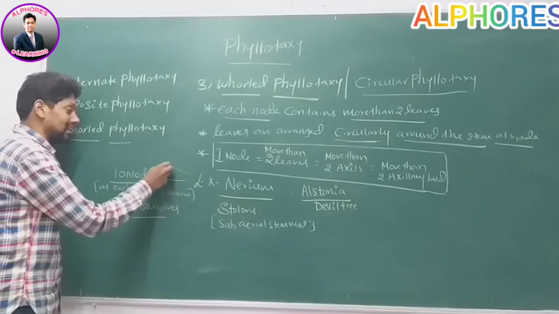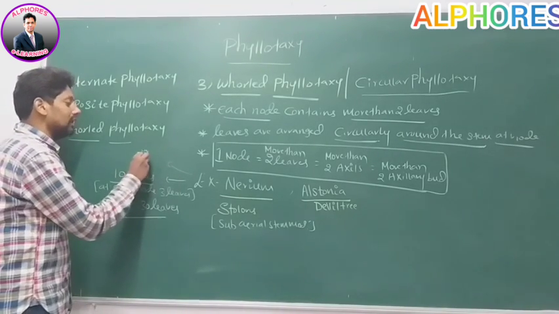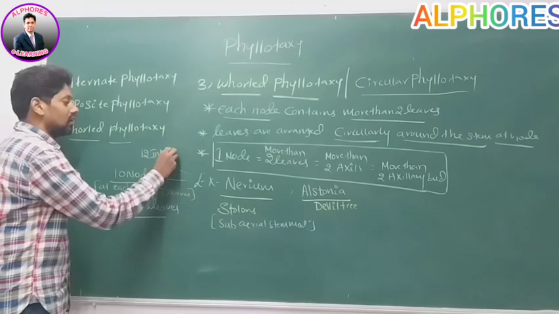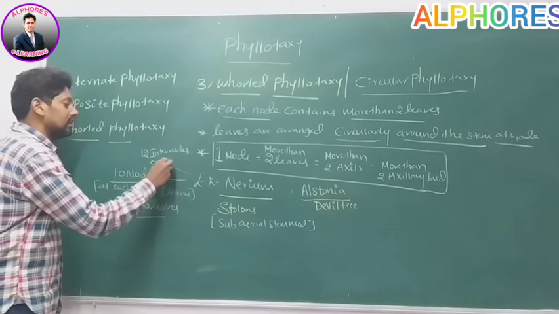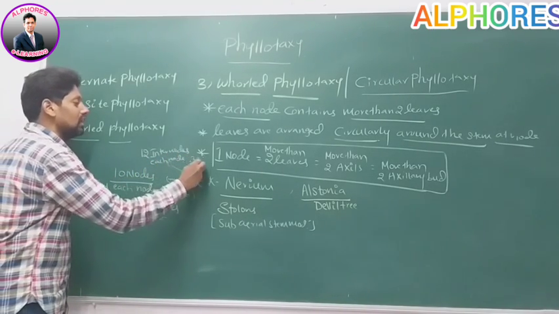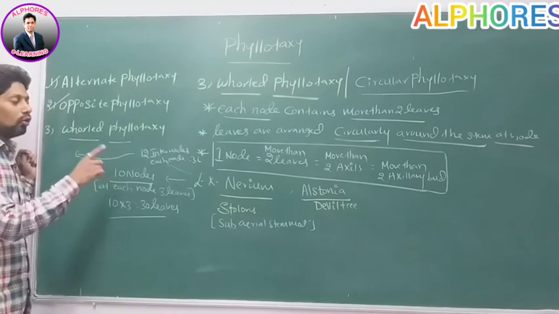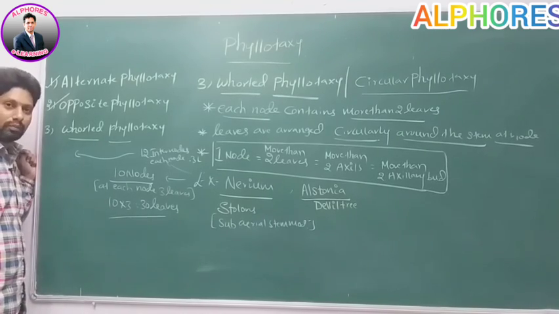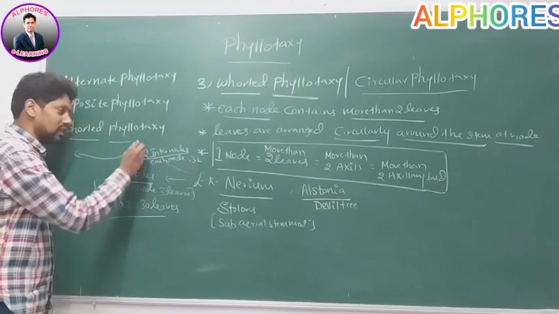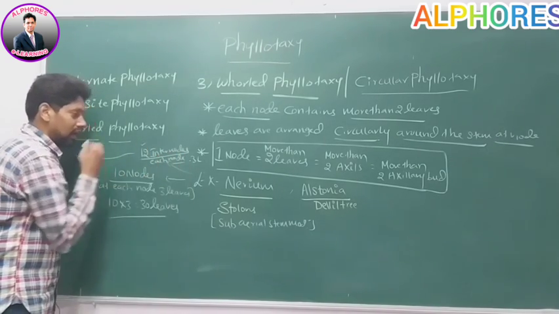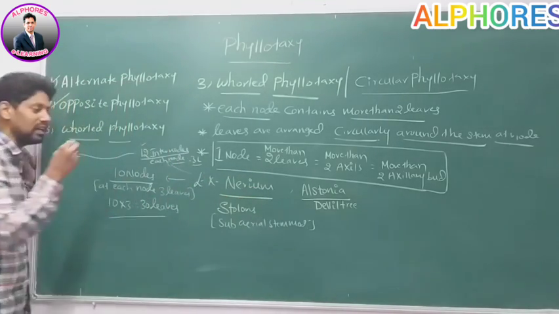But if the question is asked like this: on a Nerium stem, 12 internodes are present. How many internodes are present? 12 internodes. At each node, if 3 leaves are present, then on that Nerium stem, the total number of leaves present is? Got my question? We are taking a Nerium stem with 12 internodes. At each node there are 3 leaves. Then what is the total number of leaves present in the Nerium stem? This is the question.